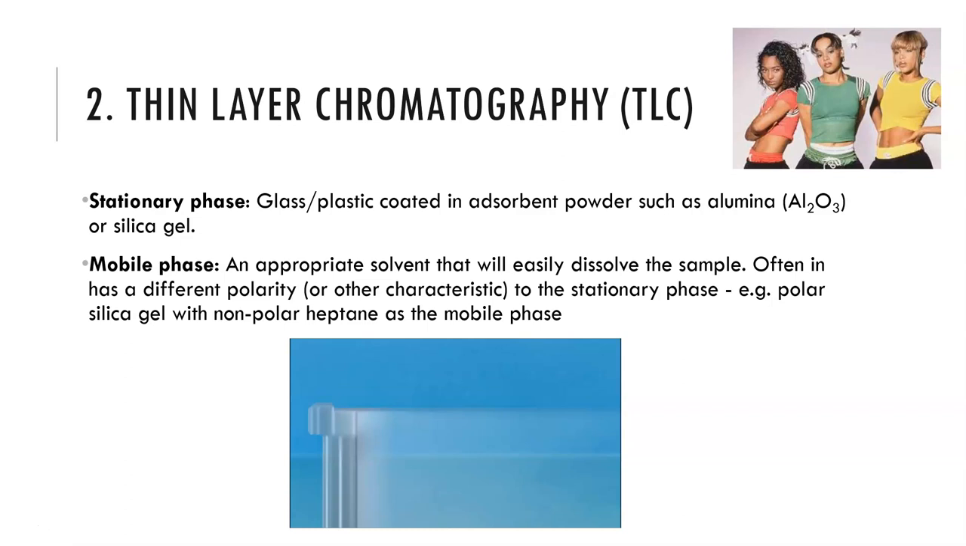Typically, we will have the opposing polarity of the stationary phase in our mobile phase. So if we have a polar stationary phase, such as silica gel, we would use a non-polar mobile phase, such as maybe heptane or hexane organic liquid. This little video just gives an idea of how these dots are resolved using TLC.